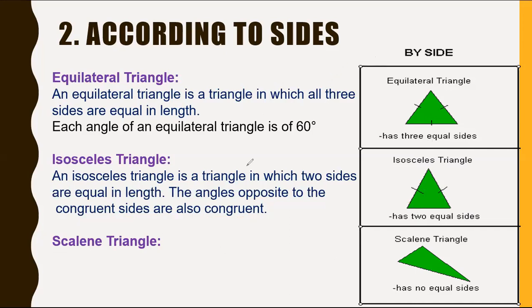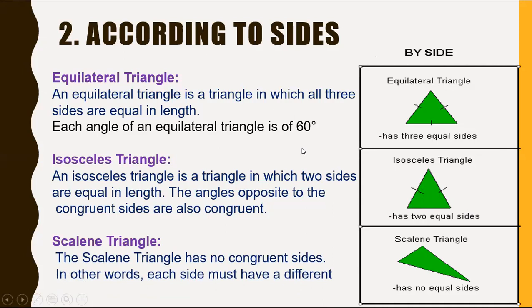So what about the scalene triangle? A triangle having no sides equal. In other words, each side must have a different length. Each side is of different length here. So it is the scalene triangle.